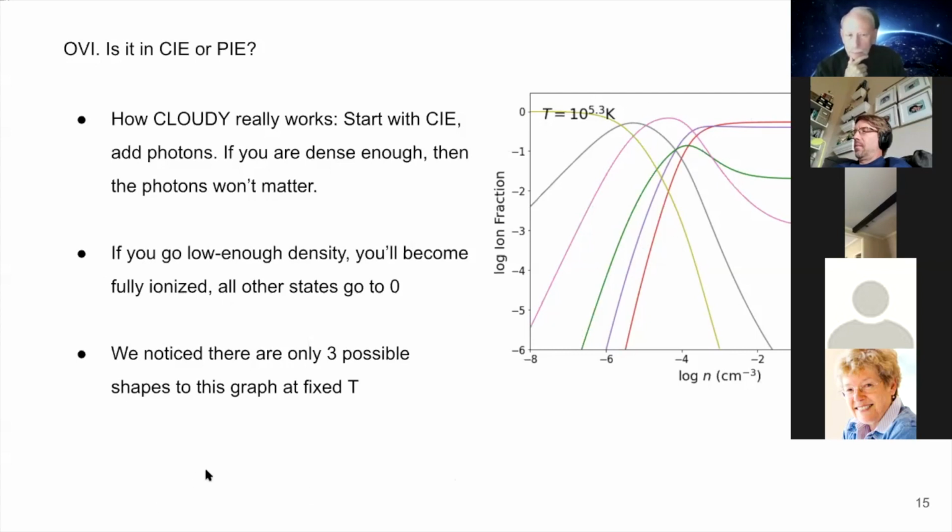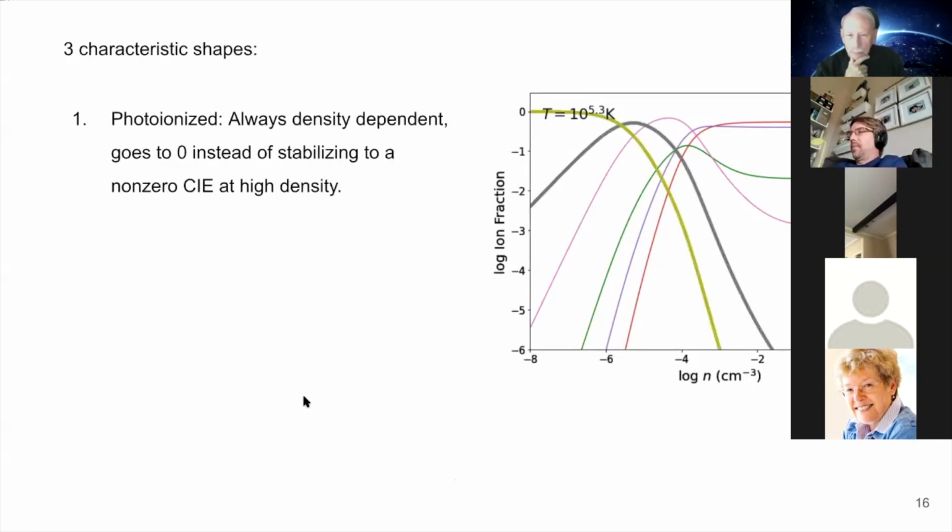And essentially what we did is we noticed that at a fixed temperature T, so this is a temperature slice, there are only 3 possible shapes to this graph. The first possible shape is if you look from right to left, if you're going and adding photons, your ion fraction increases. So it increases up to some point, and then it'll start to decrease if it's not the most highly ionized, or increase to 1 if it is. And so this is always density dependent, and at high density, it just goes to 0 instead of stabilizing at some non-zero CIE fraction. We're going to call this photoionized, because you're going from right to left, adding photons, you're gaining this ion.